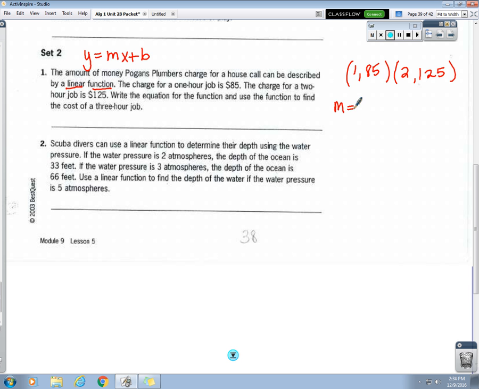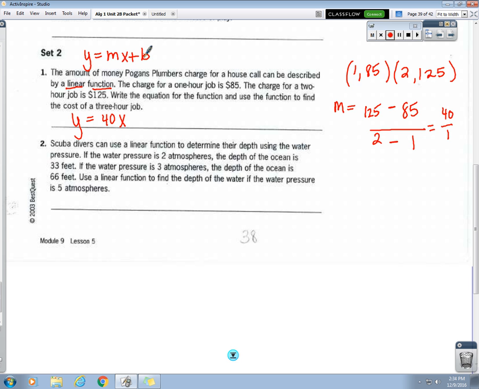So m equals y2 minus y1 over x2 minus x1. Well, what is your y2? That's your y1. And then minus over 2 minus 1. And so doesn't that give you 40 over 1, which is just 40? So now we already know part of our answer. We know that in our answer, the m is 40. So the only other part that we have to find is the b.